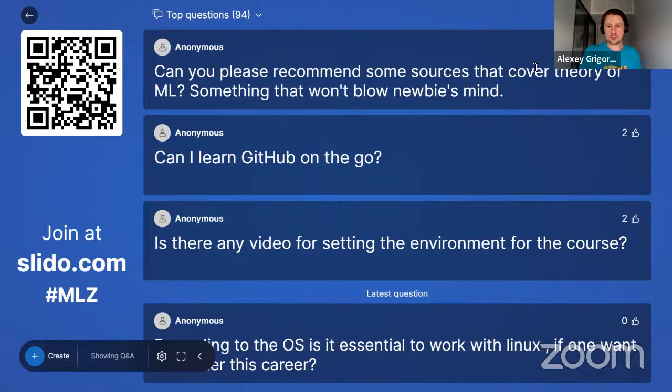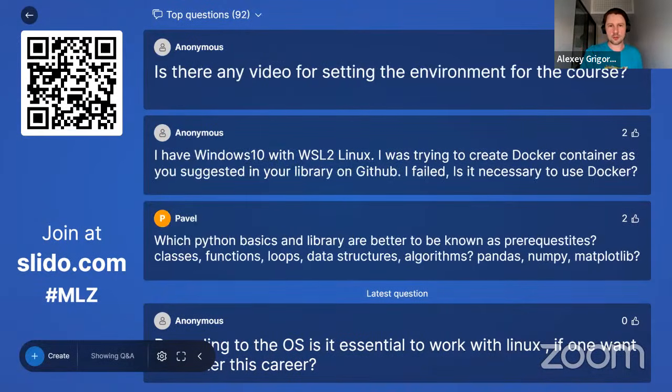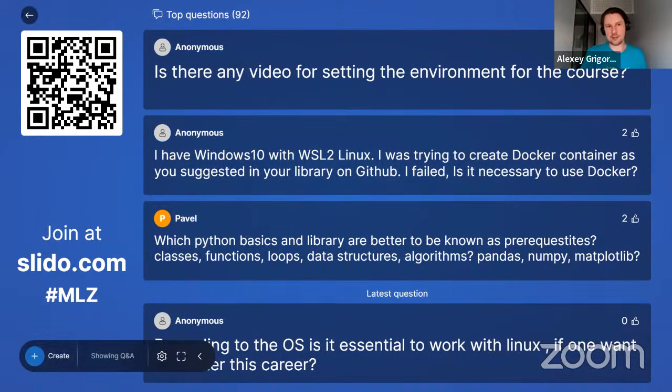Can you please recommend some sources? I think I answered that. Can I learn GitHub on the go? Yes. Is there any video for setting up the environment for the course? Yes, there is. If you go to Module 1, Unit 6, I think, you will see a video to a different course, MLOps Zoomcamp, but the setup you will need to do is very similar to that one. So just follow the same setup and you'll be good to go.